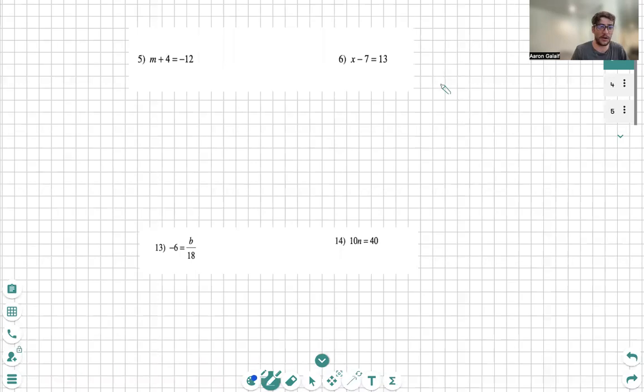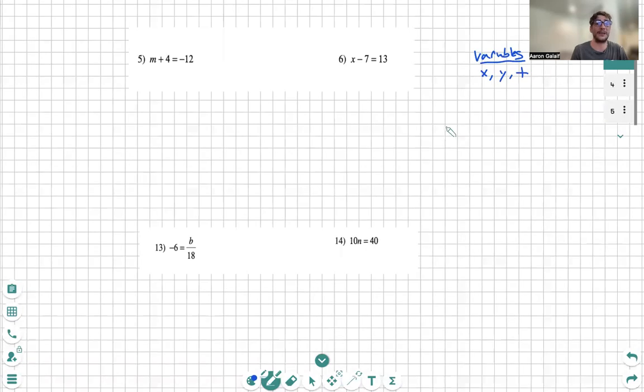What is a variable? A variable is something that represents a number, but not shown as a number. Variables are usually represented by letters, like X, Y, or T. What they represent is a number that we do not know yet, that we need to solve for together. So if we look at number 5, we want M completely by itself. And if we look at the left side of the equation, M is not yet completely by itself. What do we need to do?